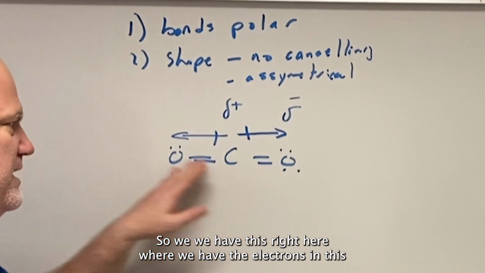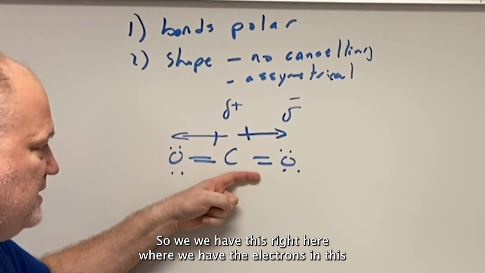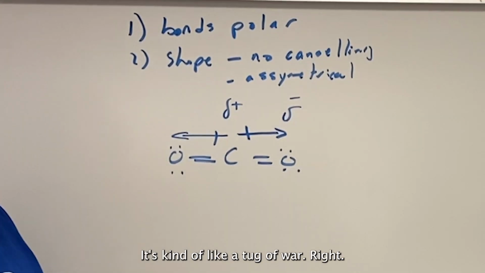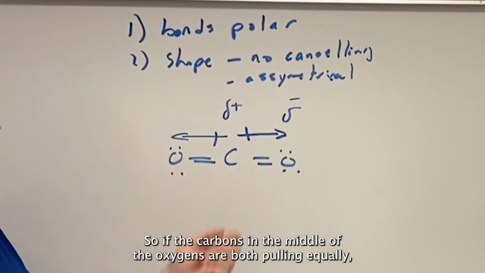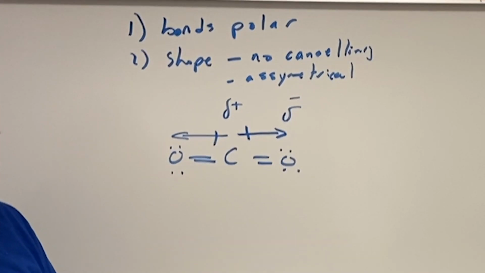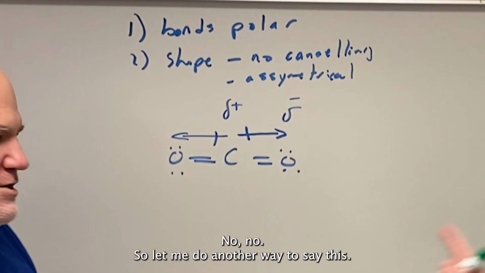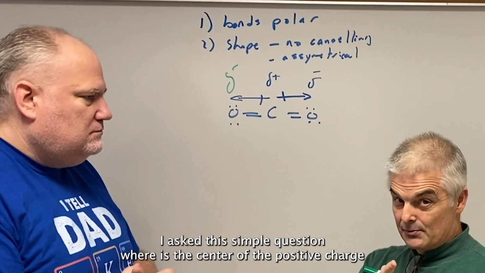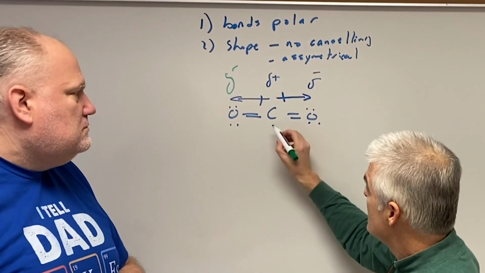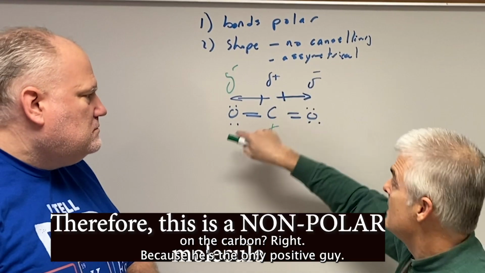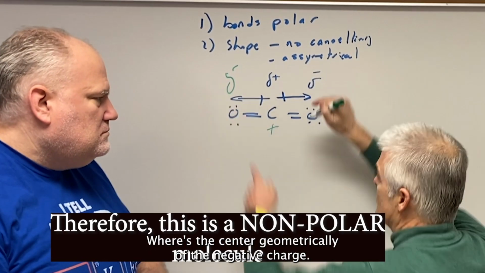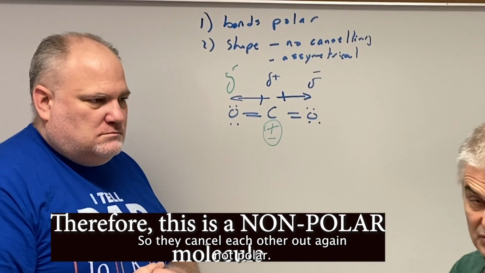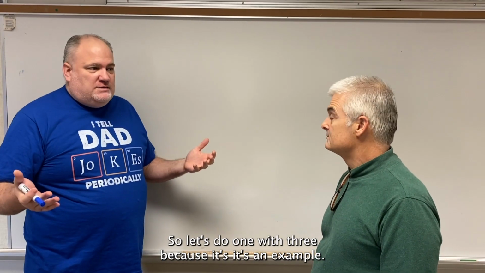So we have this right here, where we have the electrons in this pulling in this direction, electrons in this pulling in this direction, and we look at the overall molecule, it's kind of like a tug of war. So if the carbon's in the middle and the oxygens are both pulling equally, is the carbon going in any direction? No. Let me say this another way. This is the negative and this is the negative. Where's the center of the positive charge? On the carbon, because it's the only positive guy. Where's the center, geometrically, of the negative charge? It's on the carbon, so they cancel each other out. Again, not polar.